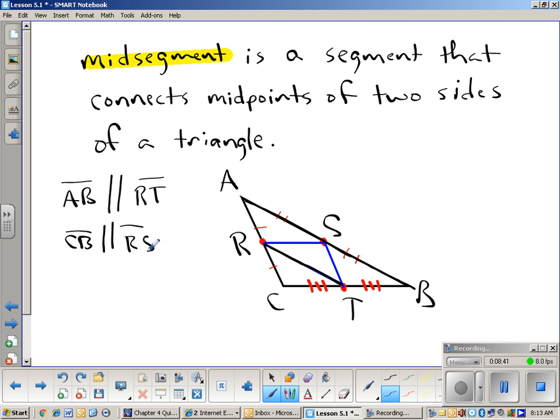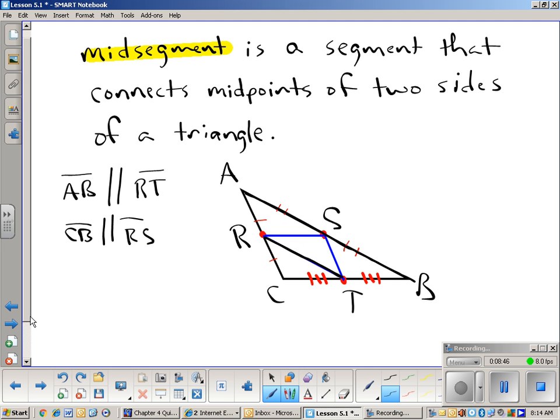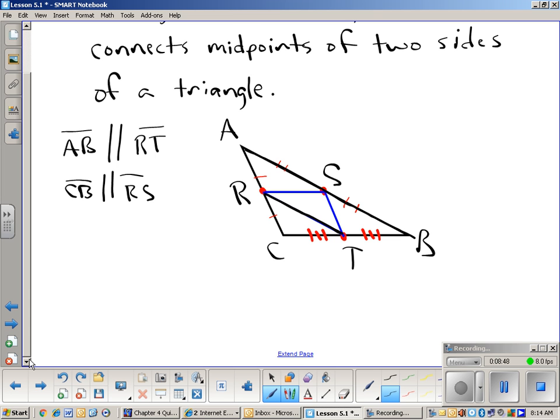I agree with that. Someone new. What's the third one? What's the third pair of parallel sides here? Yeah. Is AC parallel to ST? That's correct. Segment AC is parallel to segment ST. This side is parallel to the mid-segment. Okay? So remember, they're parallel and half the length. Okay? Parallel and half the length.